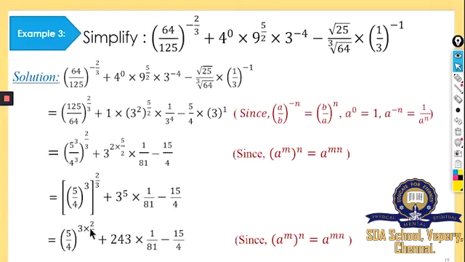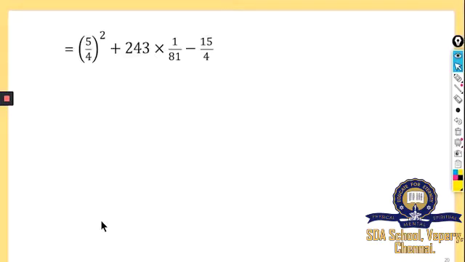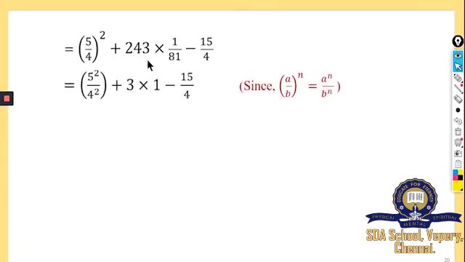Okay. Now if you observe this term, we can cancel 3 and 3. So the leftover term will be 5 by 4 to the power 2. So that is what I have written in the next step. So 5 by 4 to the power 2. And the rest of the terms I have written as such. Now you can cancel this 81 and 243. 81 1s are 81 and 81 3s are 243. So that is how I got 3 here.